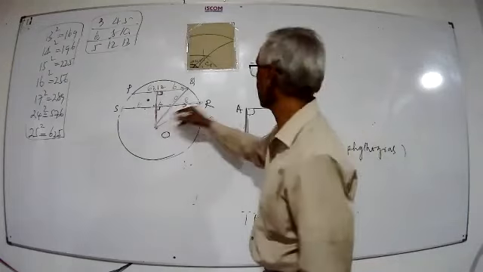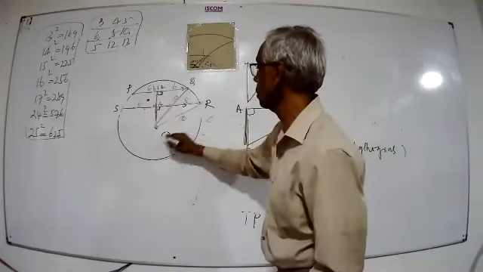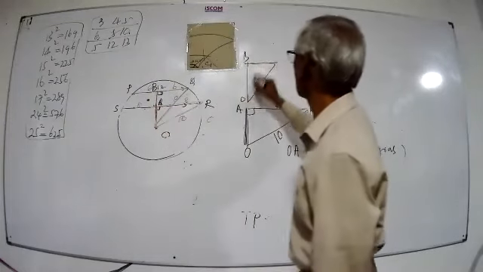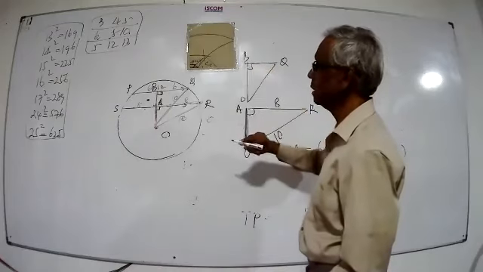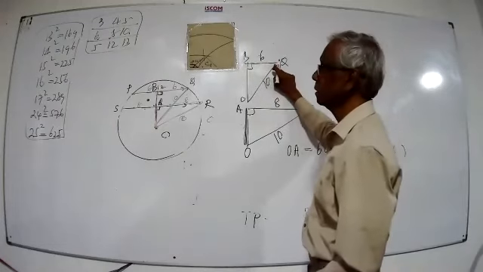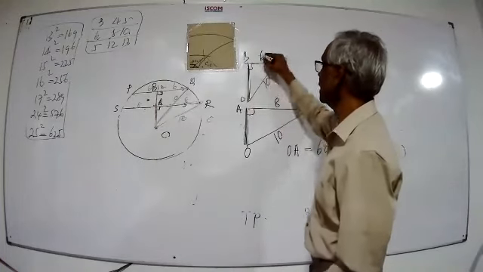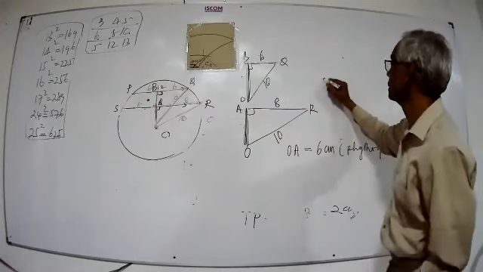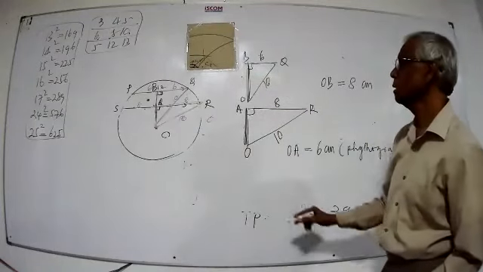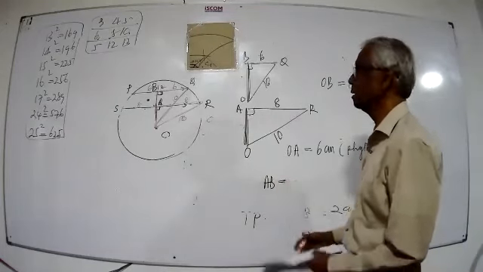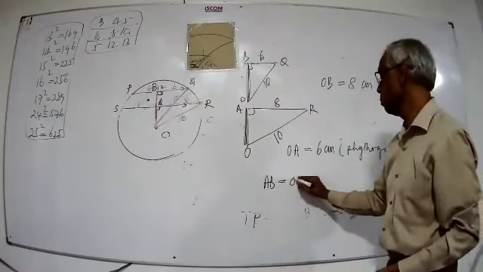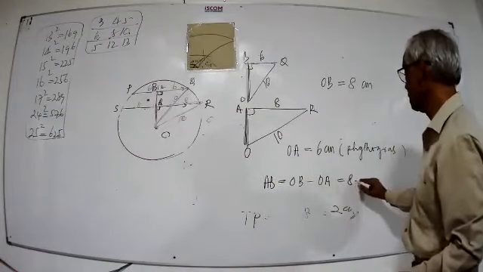Next, do the other one. O, B, Q. Then this is 90 degrees. Construction again. This is the radius 10. This is 6, half of the chord. Again 10 and 6, so this is 8. OB equals 8. Then AB, the perpendicular distance between the two parallel lines, equals OB minus OA, that is 8 minus 6.